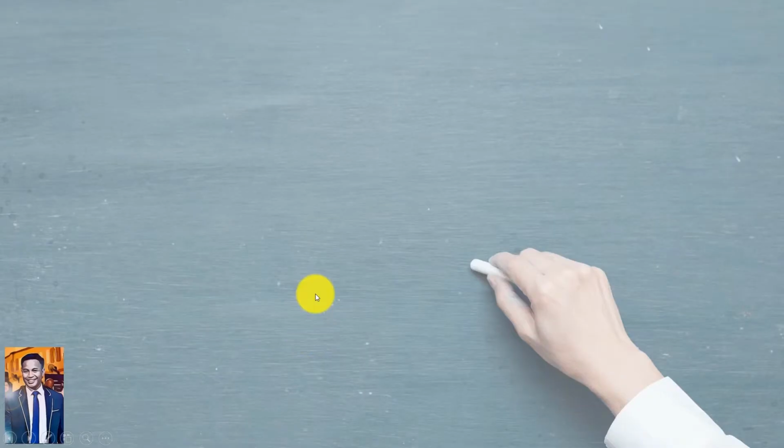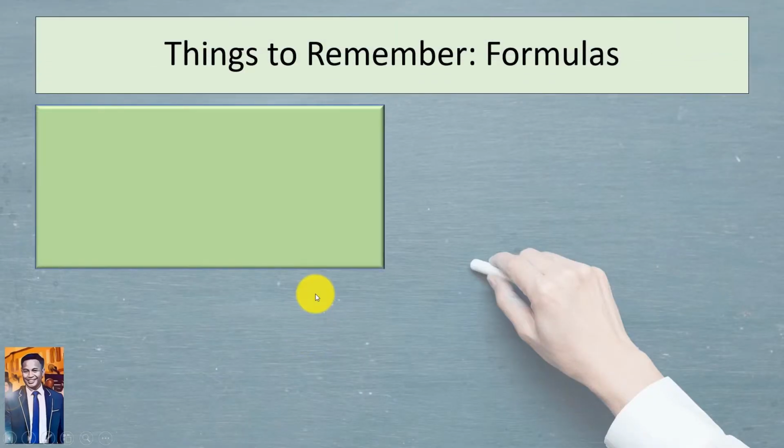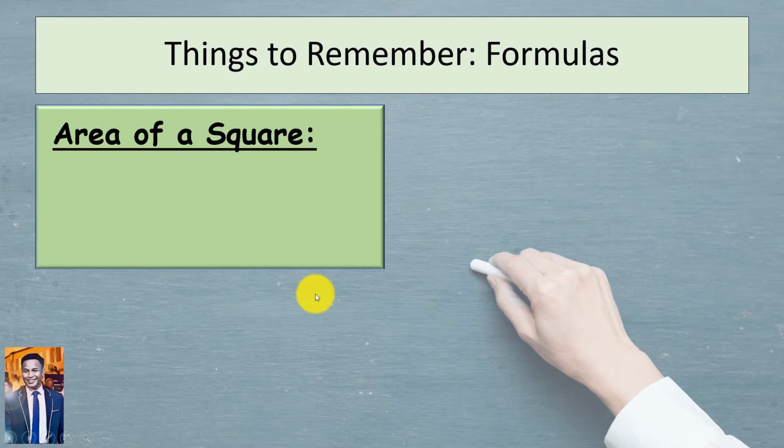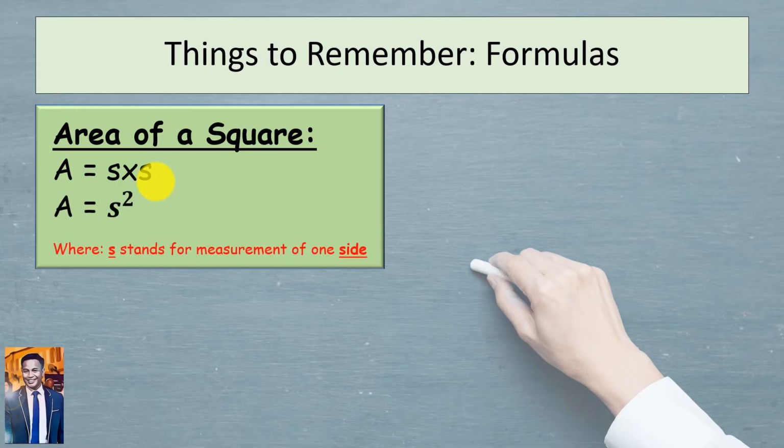Okay, next, let us have the formulas. Okay, area of a square. Area of a square is equal to A is equal to S times S, or A is equal to S squared, wherein S stands for the measurement of one side. Okay, since ito naman ay square, alam natin ang square ay 4 sides siya, pero ang lahat ng measurement niya ay pare-parehas. Kaya, isa lang ang malaman mo na kanyang measurement ay okay na tayo doon.